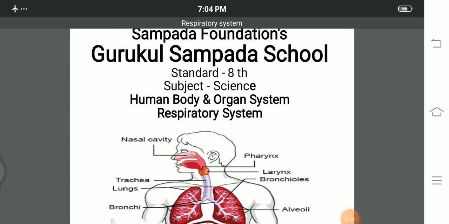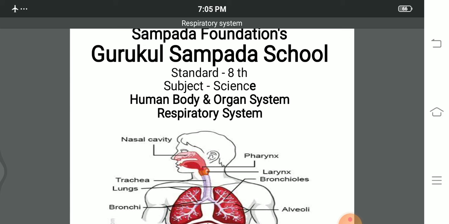Today we are going to study the respiratory system. Now the human respiratory system consists of a group of organs and tissues that help us to breathe. Lungs are the primary organs of the respiratory system, which help in the exchange of gases.